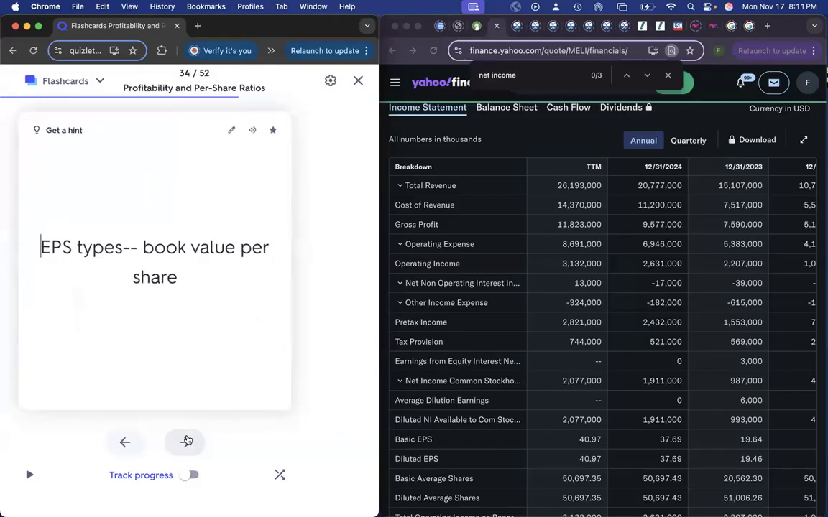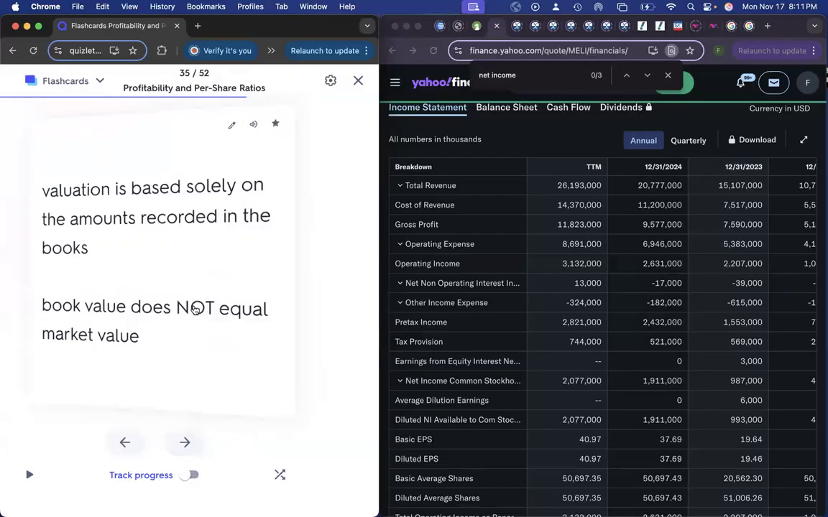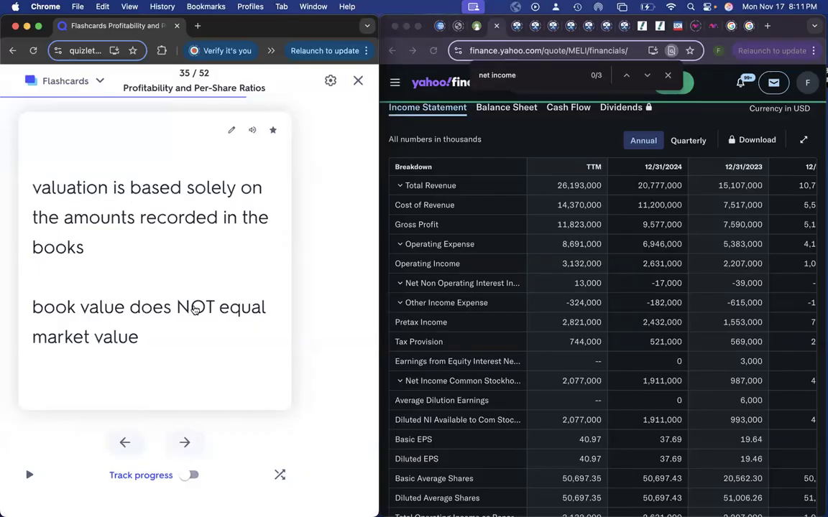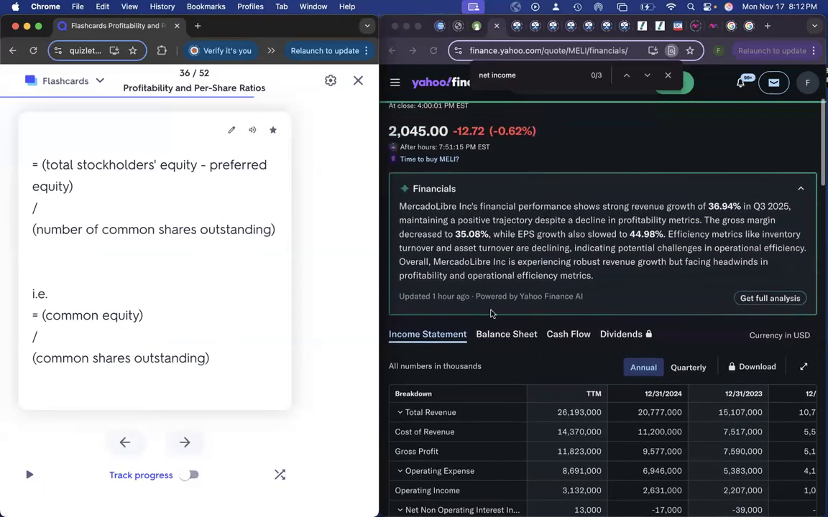The next type of earnings per share is the book value per share, and that measures the amount of net assets available to common shareholders as a per share value. Limitation of that is that it's based solely on the amounts recorded in the books. The book value does not equal the market value. And this is calculated by total stockholders' equity minus preferred equity over the number of common shares outstanding. Or you could say it's common equity over common shares outstanding.